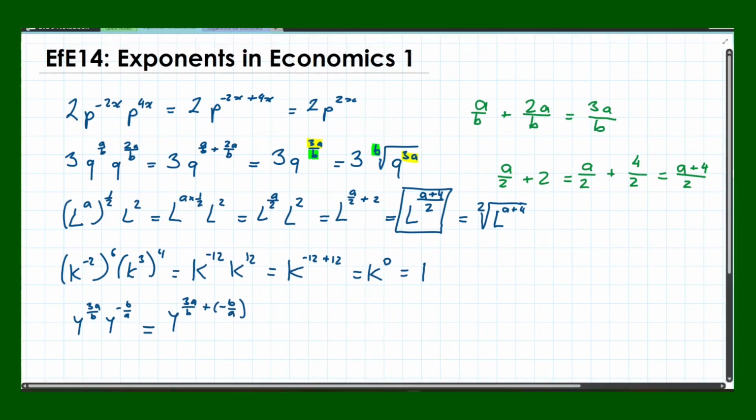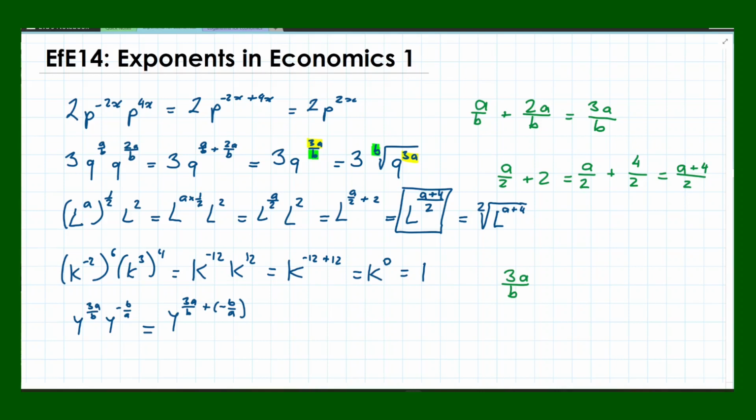Again, let us switch color and do some calculations with these fractions on the side. So I have got 3a over b add negative b over a. That is just like taking away b over a. What do I need to do here? Well, I need to bring them to the common denominator. The two denominators are b and a. There is nothing in common in them, so I need to multiply them together to get the common denominator. So the common denominator will be ab.